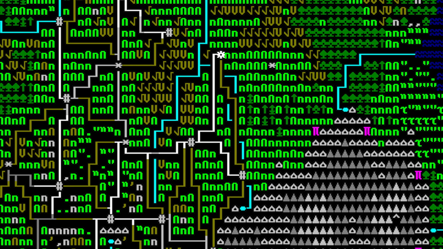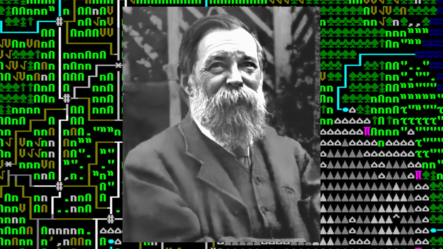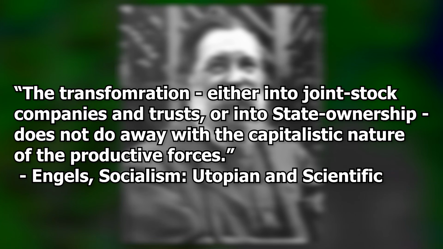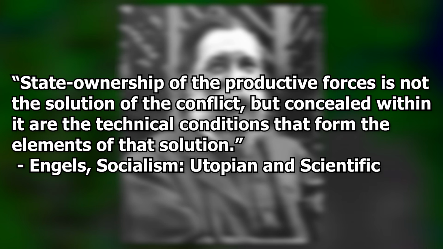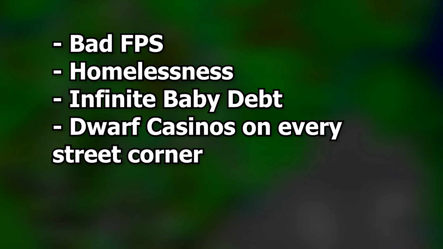Anyway, this is all made extra funny because something to its effect was described by Friedrich Engels in this 1880 quote. "The transformation either into joint stock companies and trusts or into state ownership does not do away with the capitalistic nature of the productive forces." He goes on to say, "State ownership of the productive forces is not the solution to the conflict, but concealed within it are the technical conditions that form the elements of that solution." What Engels is saying here is that because of how broken the fundamentals of the systems are, it creates conditions that will lead to its replacement, like FPS death, homelessness, infinite baby debt, dwarf casinos on every corner.